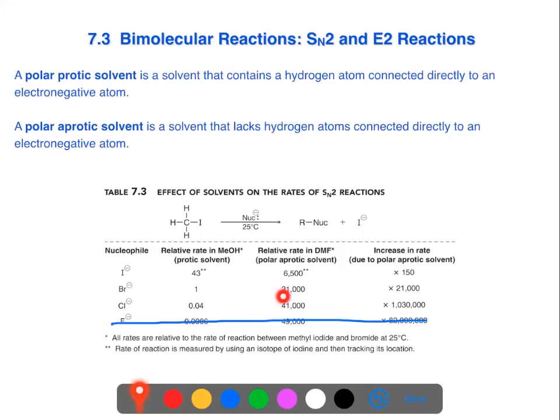But if we compare the relative rates in methanol, MeOH, to that in dimethylformamide, DMF, you can see that for the bromide species, the rate is over 20,000 times greater in a polar aprotic solvent than it is in a polar protic solvent. So in the protic solvents, the rates of these reactions are quite slow compared to the relative rate in polar aprotic solvents. And so you can see, even for the best nucleophile, you have a factor of 100-fold, 2 orders of magnitude greater rate of reaction in the presence of DMF as opposed to methanol.